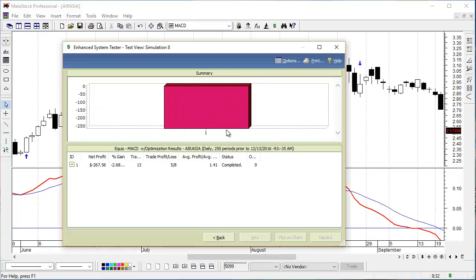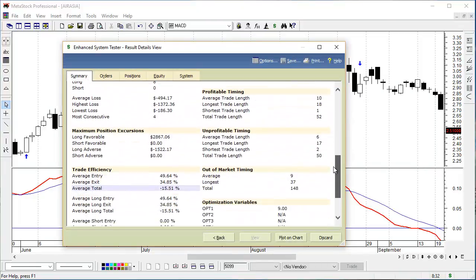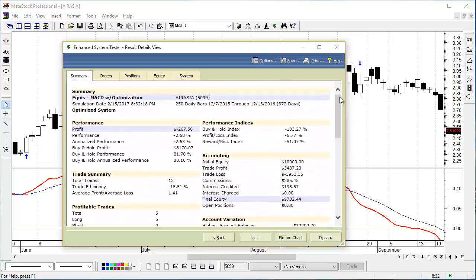From here you get a performance summary. The red bar here shows that the system is not profitable when you're using the MACD indicator. We have 13 trades over here in the past 250 days. There are 5 winning trades but 8 losses, so that gives you a net loss of $267, or 2.67% loss in the past 250 days. I can click on to look at more details, and from the details I'm able to identify the strengths and also weaknesses of this particular trading system so that I can improve on them later. You can also plot this on the chart.